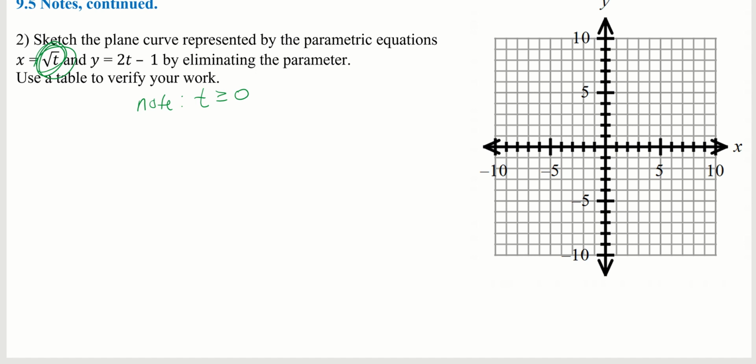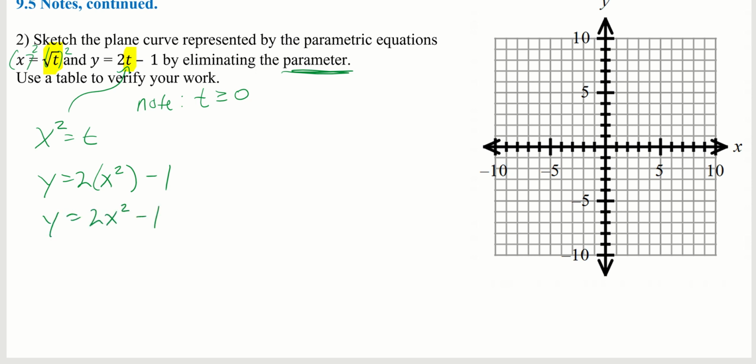Okay. So now there's a few ways to go about this, but the idea is I want to get rid of the t portion of it, right? So I want to get rid of that parameter, the t. And in order to do that, I'm going to use substitution. If I look at my two equations, they both have a t, but one of them has a square root of t. So in order to get that square root out of there, let's square both sides, right? So I have x squared is equal to t. And now what I could do is plug the t portion into my other equation. So I get y is equal to 2 times x squared minus 1 by substituting in. And so my final equation, simplified a little bit without our parentheses, would be y equals 2x squared minus 1.